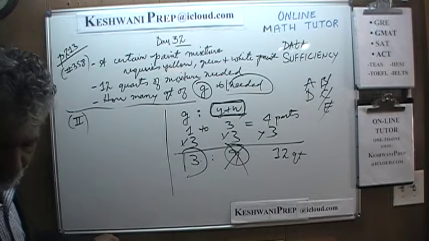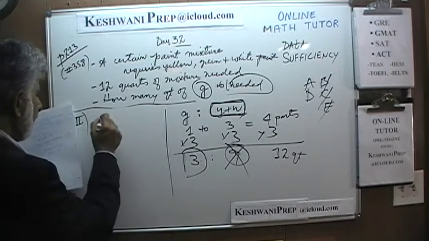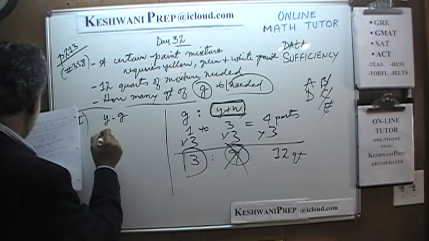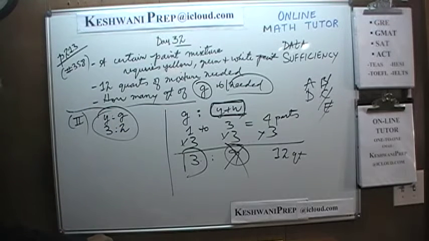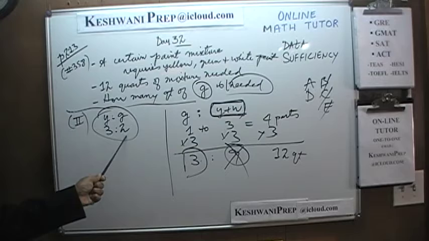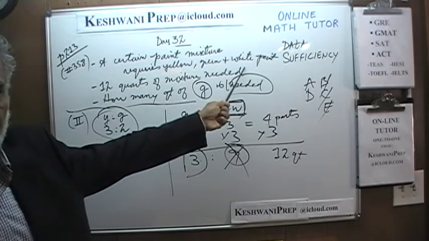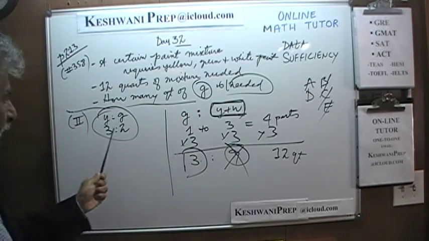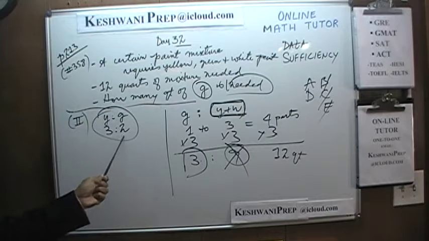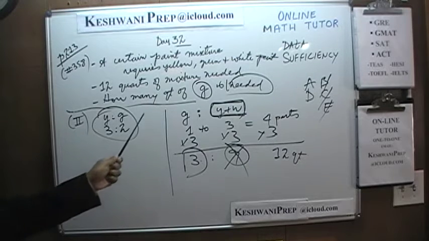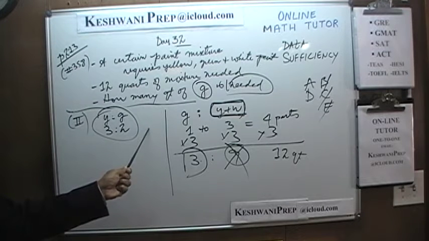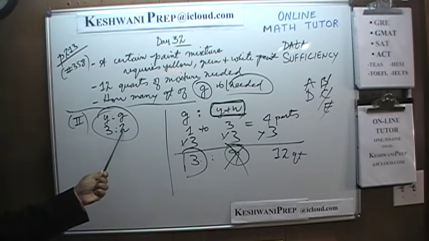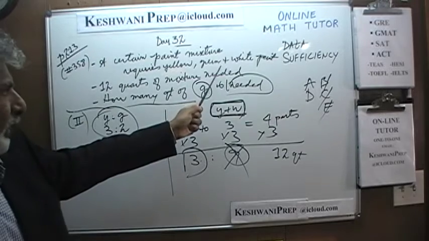In the second statement, it says that the ratio of yellow to green is 3 to 2. Simply based on the ratio of yellow to green, and knowing absolutely nothing about how much white we need, in what proportion, we cannot figure out how much green we need. Impossible. These are 5 parts. If white happens to be 1 part, then there will be 6 parts. Since we need 12 quarts, we'll need 2 quarts of green. But we don't know what white is.